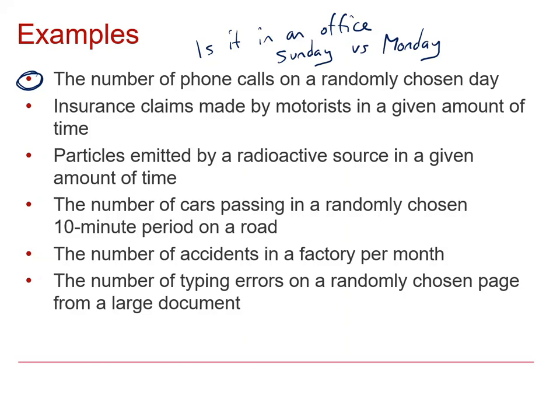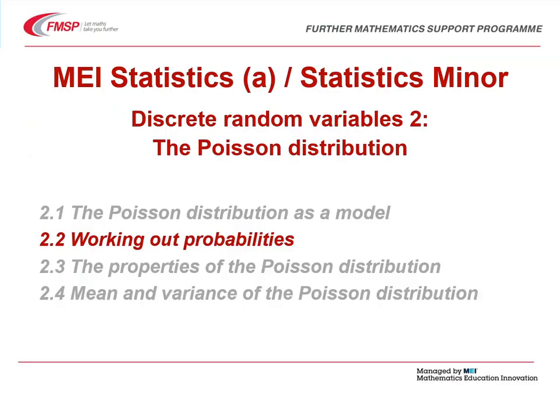Insurance claims made by motorists in a given amount of time. Well, I would say that entirely depends on whether the insurance claim rate is constant, and I would be worried about questions in winter, because what about all the ice? Surely the driving conditions are worse in winter, you're going to have more accidents. And each other one will have questions that you may need to consider as to whether your assumptions are likely to hold or whether they're not.